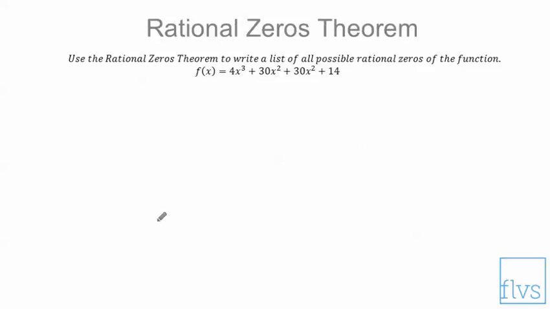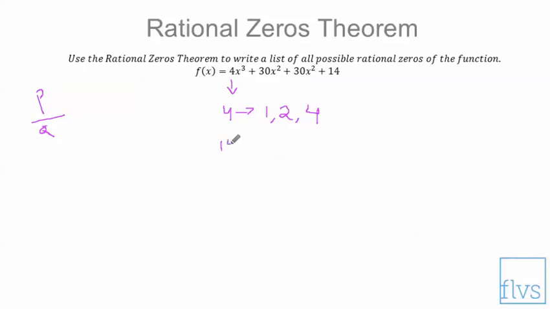Then we're going to be asked to use the rational zeros theorem to write a list of all possible zeros of the function. So this one is the one from your lesson where you did P over Q. We look at our first number of 4, list out all the factors of 4. You got 1, 2, and 4. Those are all the numbers that can make 4.